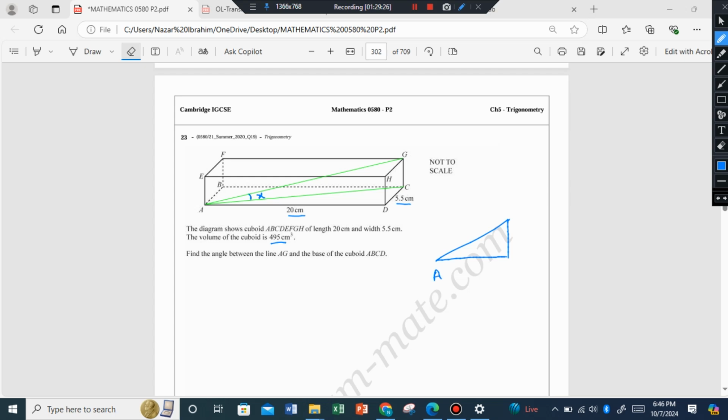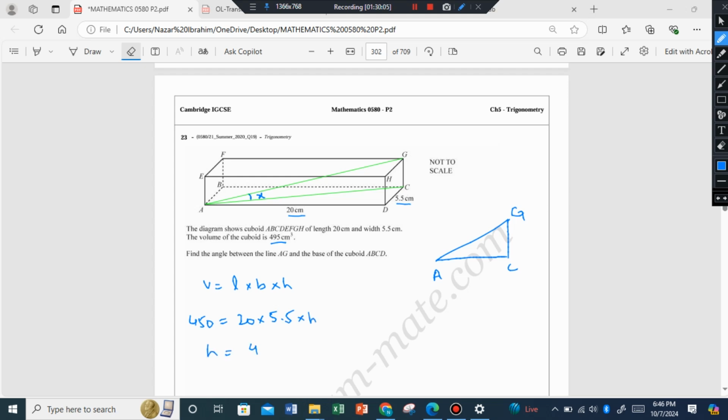So A, C, and G, right? I don't know CG, I don't know AC, I don't know AG. CG can be taken out because I have the volume and two lengths, so I can work on it to find CG. First, working on CG, the volume of the cuboid is length into width into height. So volume is 450, length is 20, and width is 5.5. I can use it to calculate the height, which is CG.